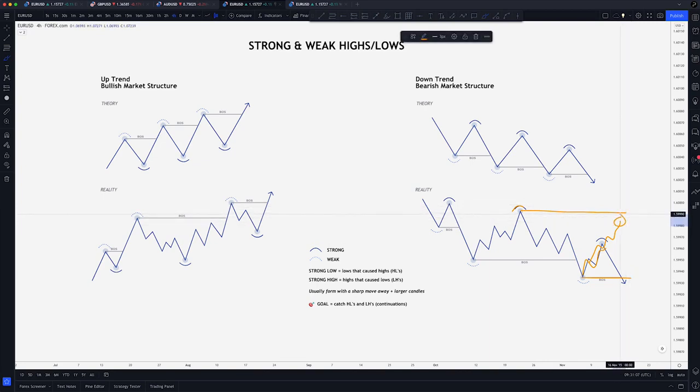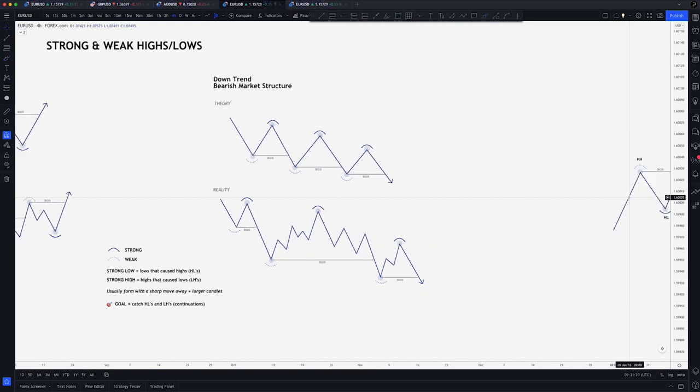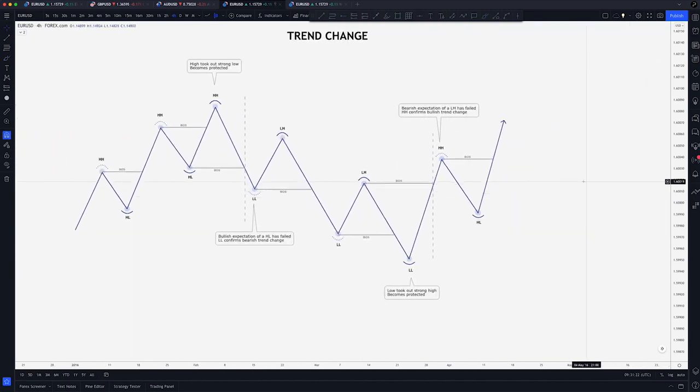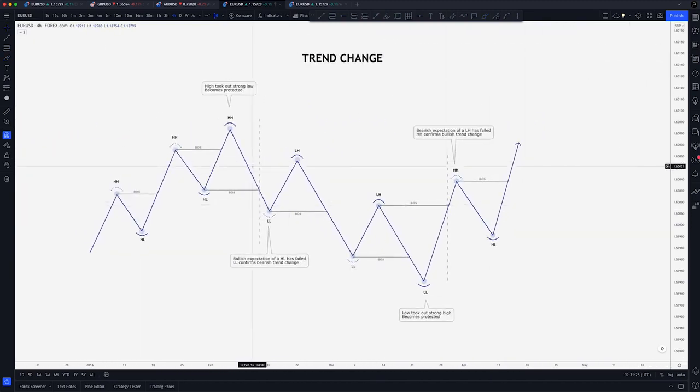It gives us a hell of a lot of confidence to look to short from here and target what? Target that weak low. Why is it a weak low? Well, because it failed to do its job. It failed to take out the high and it failed to form a higher high, right? Super simple, but it just gives you such a clean framework for mapping your structure and knowing where to target. So, trend changes.